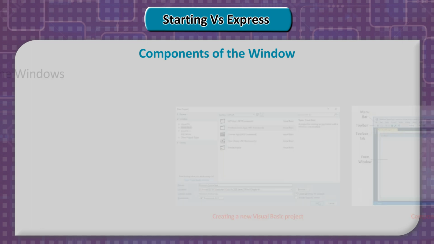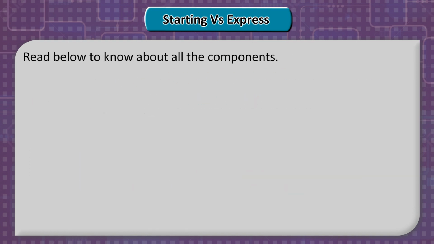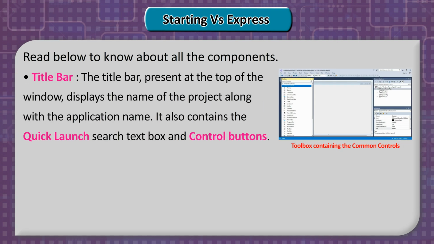Components of the window. Given below in the image are displayed the components of the Windows Forms app window. Read below to know about all the components. Title bar. The title bar, present at the top of the window, displays the name of the project along with the application name. It also contains the quick launch search text box and control buttons.